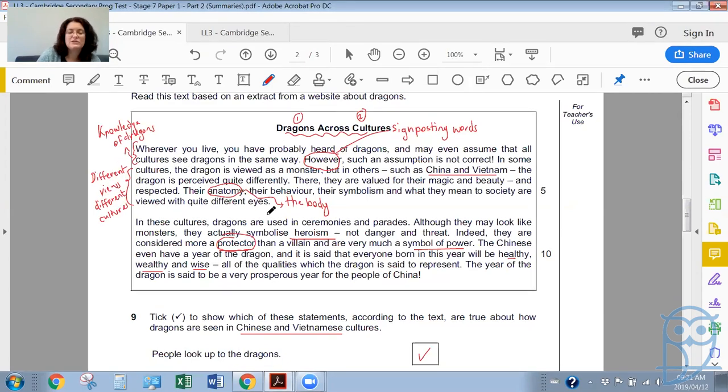Now, what else is explored here? In these cultures, dragons are used in ceremonies and parades. There is something that I was touching on before. Technical ideas, not quite technical, but very set ideas that might be difficult to phrase differently, although there are definitely ways you could do that. Can you think of another way to describe ceremonies and parades? Anybody want to give it a go? How else could we describe the idea of ceremonies and parades?